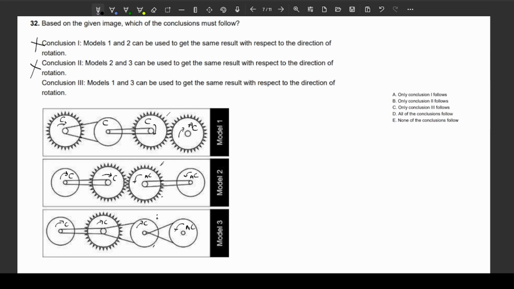Now coming to conclusion 3, models 1 and 3 can be used to get the same result with respect to the direction. This matches because the first gears are clockwise, second gears are also clockwise, the third are clockwise and the fourth are anti-clockwise. Hence models 1 and 3 get the same result. So only conclusion 3 follows. Answer is C. So that's your quick reasoning warm up for today.